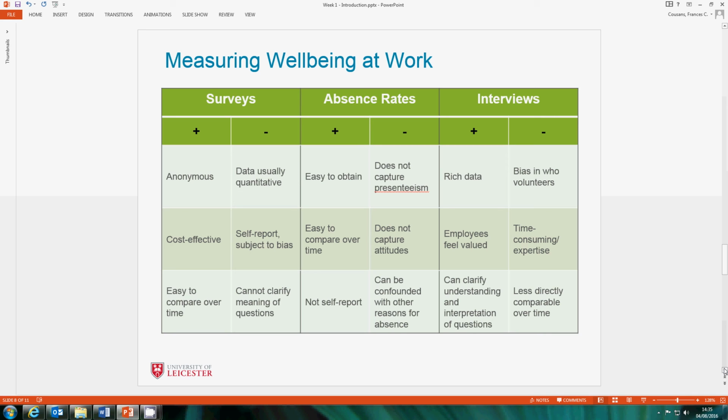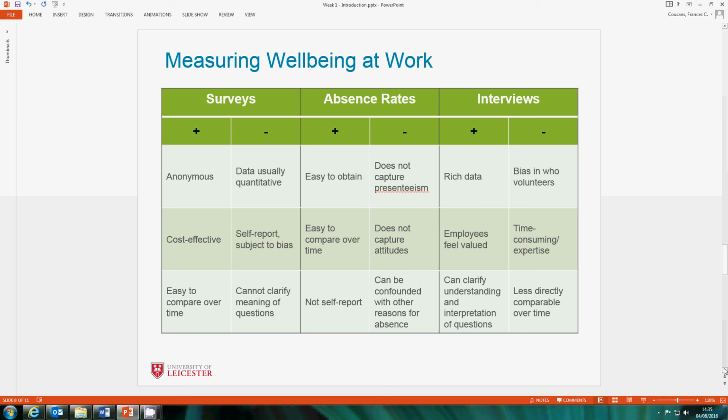Again, because absenteeism is a very crude measure of well-being, it cannot measure attitude or reasons behind why an individual might be absent from work, which links to the next point that there can be any number of reasons that individuals are absent from work, many of which will relate to well-being, but many of which will have nothing to do with well-being and may just be because their car has broken down or their child is ill or whatever it may be.